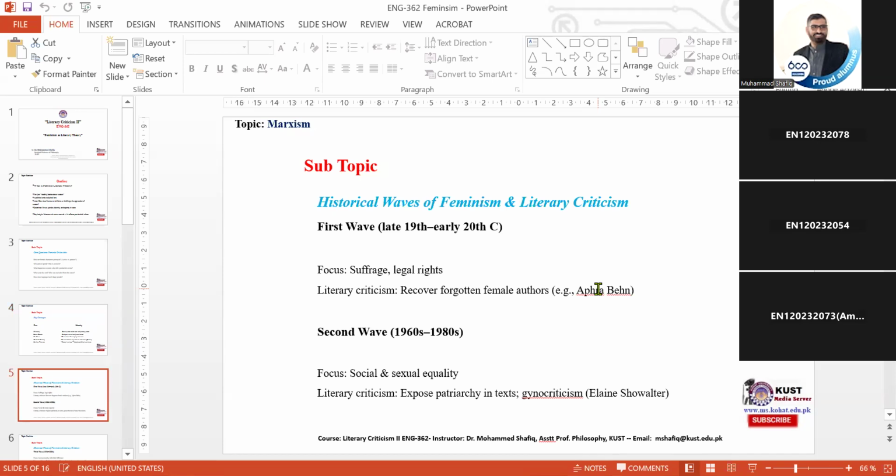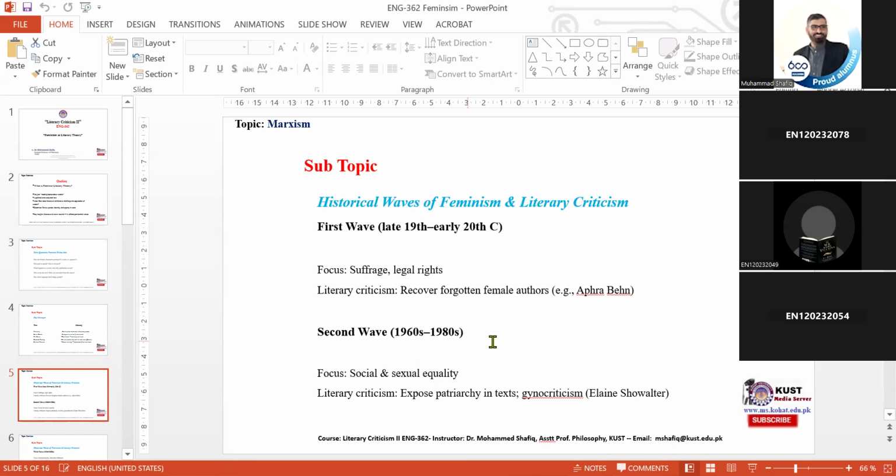Now, looking into the historical waves of feminism and literary criticism, the first wave, late 19th and early 20th century, the focus was suffrage and legal rights. The first wave, we need to memorize these waves, but know the overlap. In the first wave, feminist critics like Virginia Woolf were already doing sophisticated analysis.